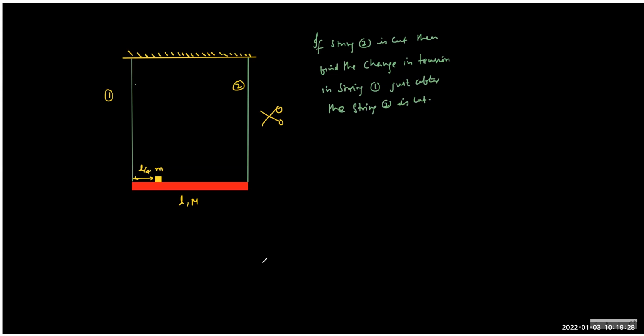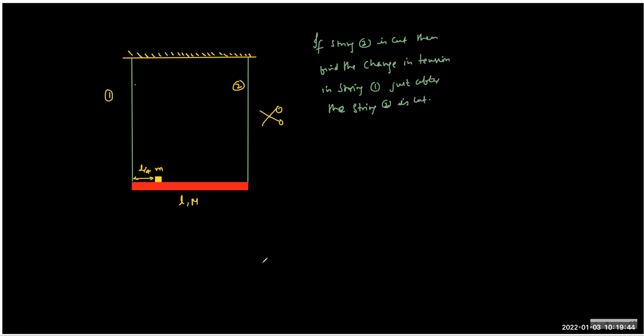Oh, sorry, I was mute. Okay, so the question is simple. You have two identical springs. We have a plank of mass capital M, length L, and a small point mass is kept at a distance of L by 4 from the left string.